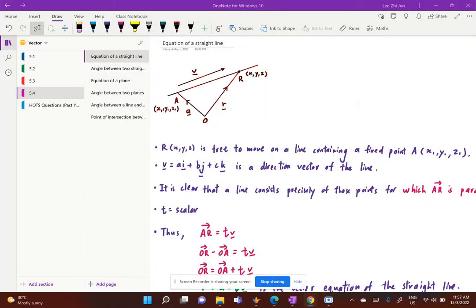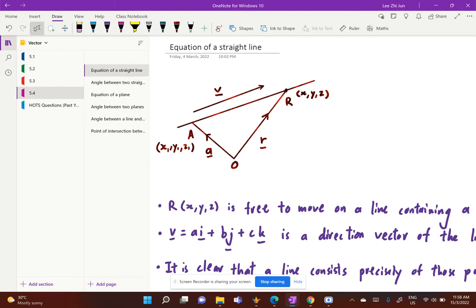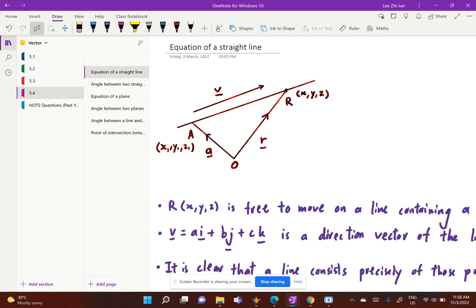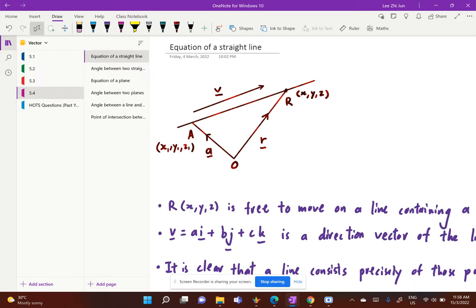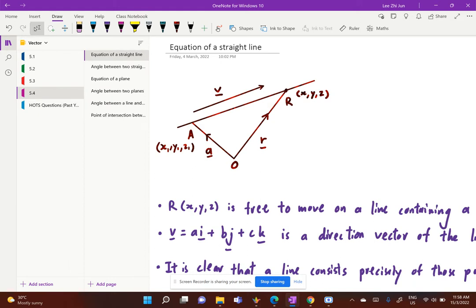Hi, good morning, everyone. So today I will continue chapter 5 with the last section, chapter 5.4, which is the application of vectors in geometry. As you can see in this chapter 5.4, we will learn 6 subtopics. The first two are about the line, the 3rd and 4th are about the plane, and the 5th and 6th are about the relationship between line and plane.